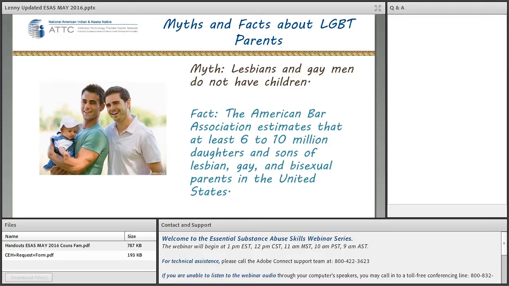So here are some myths and facts about LGBT parents. Myth: lesbians and gay men do not have children. Fact: the American Bar Association estimates that there are at least 6 to 10 million daughters and sons of lesbian, gay, and bisexual parents in the United States.